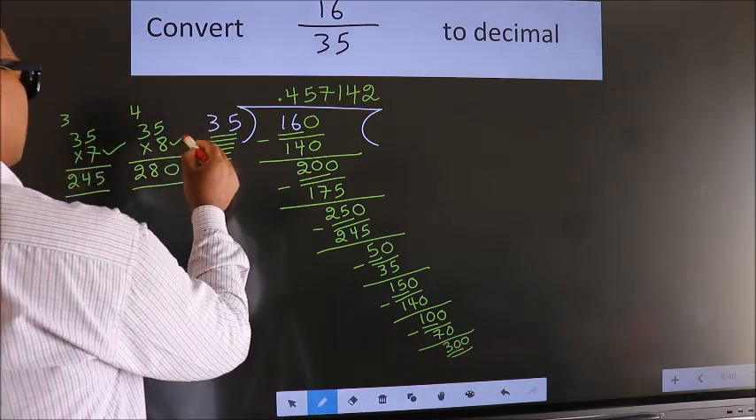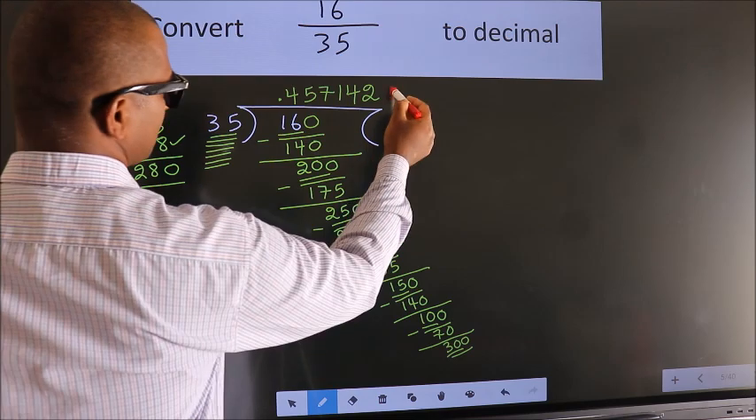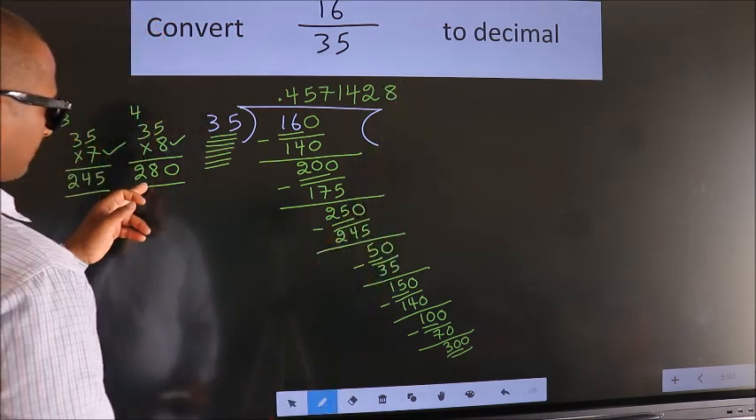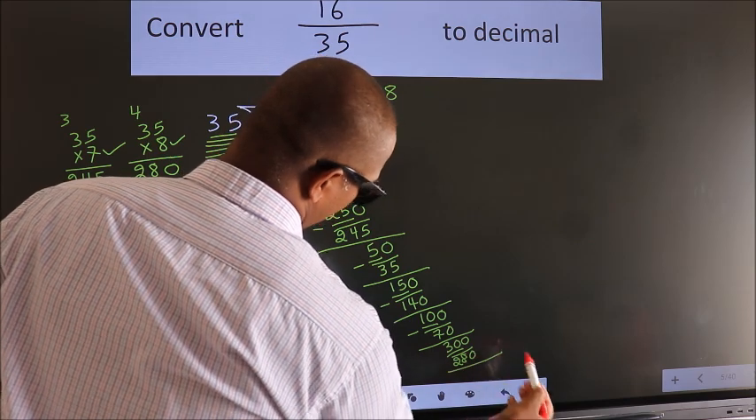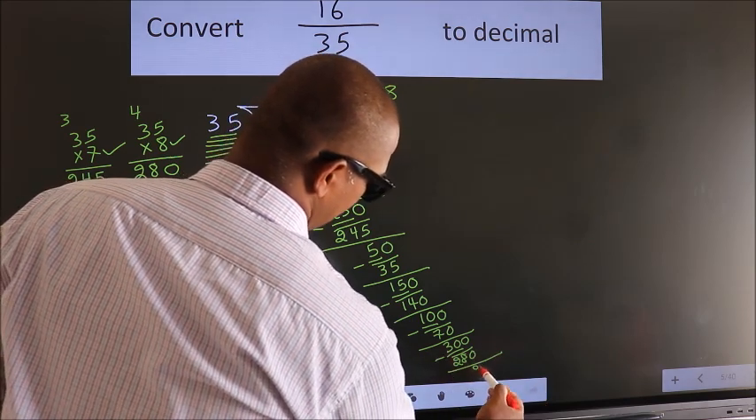So we should go with 8 times. So 35 eights, 280. Now we subtract, we get 20.